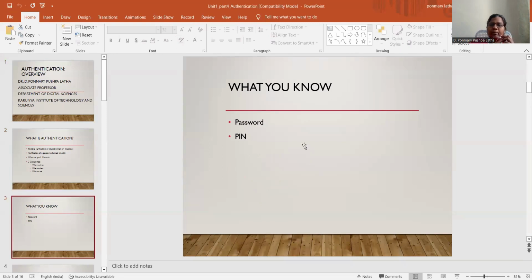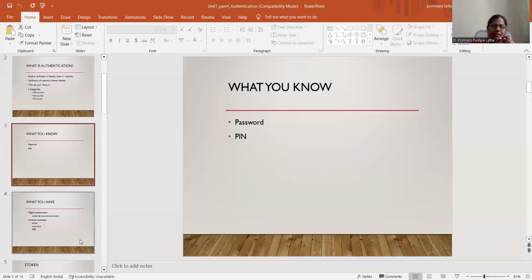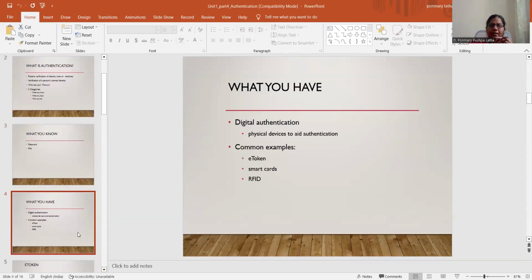Maybe you are using a password or a PIN from these people, getting it from them and verifying. For example, for the ATM card, they just give the PIN, and based on that the verification is done. For net banking, they just give the password, and based on that the verification has been done.